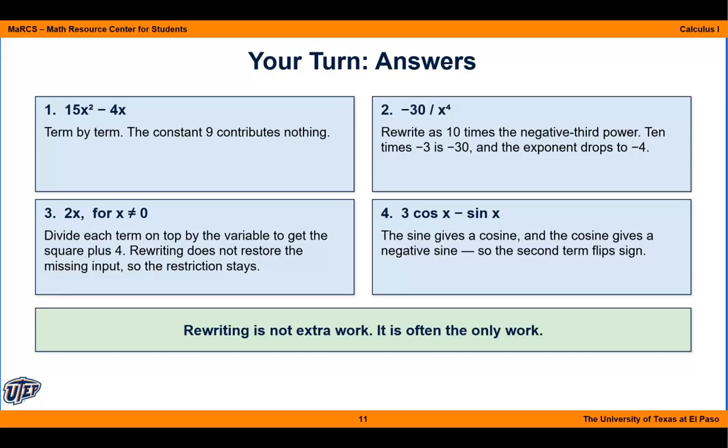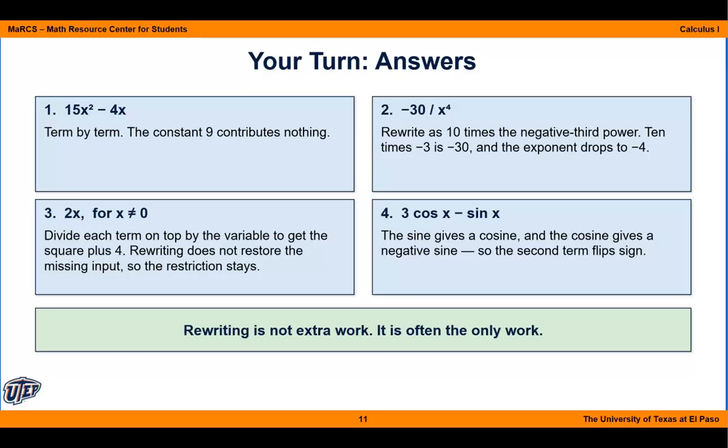Let's check the answers. For problem 1, f prime of x is equal to 15x squared minus 4x. Differentiate term by term, and remember that the constant 9 contributes 0. For problem 2, rewrite y is equal to 10 divided by x cubed as y equals 10x to the minus 3. The derivative is dy dx is equal to negative 30x to the power negative 4, or dy dx is equal to negative 30 divided by x to the power 4.